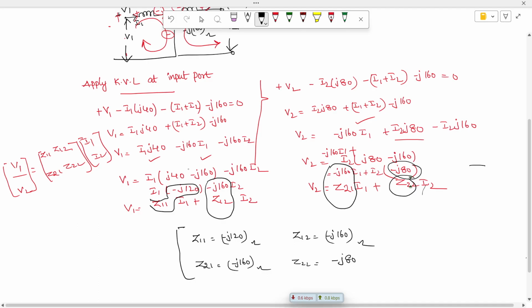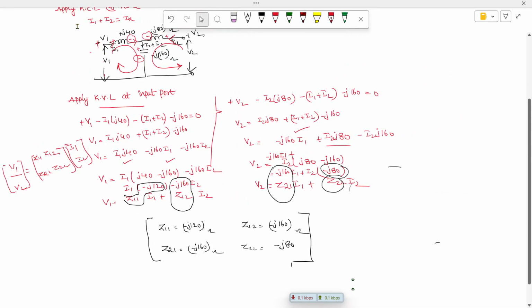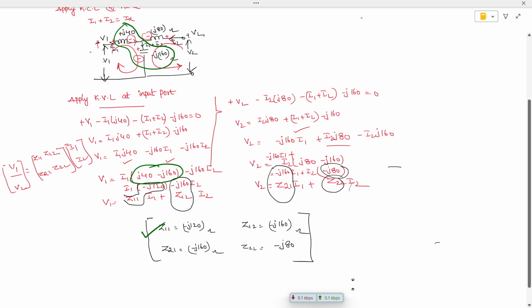So already we have solved a lot of problems of this variant. Let us try to recall, which makes it more simplified. So how to find Z11, I already told you. Z11 is the sum of j40 and j60. You can see here j40 and j60, so the sum of j40 and j60 is Z11. And next one is Z22. So Z22 is the sum of j60 and j80 and minus j160.